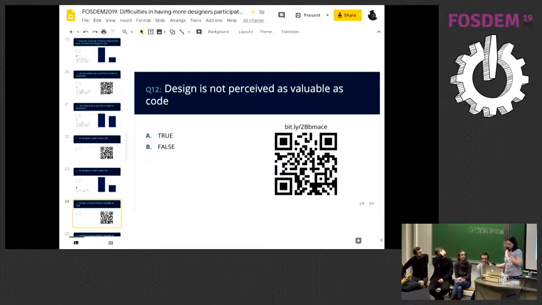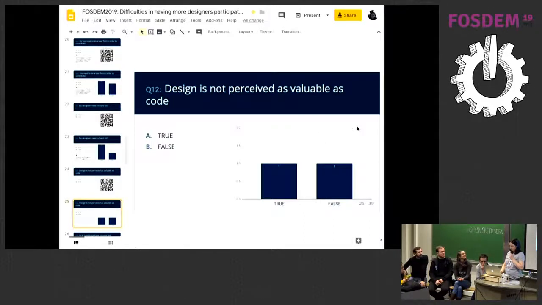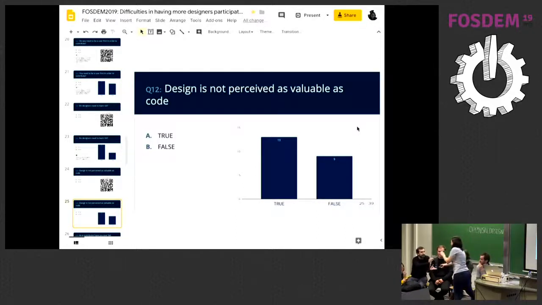Text, it's a remark, and it says that design is not perceived as valuable as code. And people said 13 votes for true and 9 for false. Any comments on that? If not, we go to the next question.